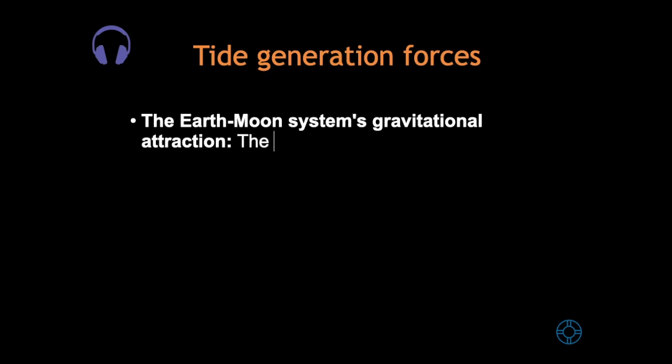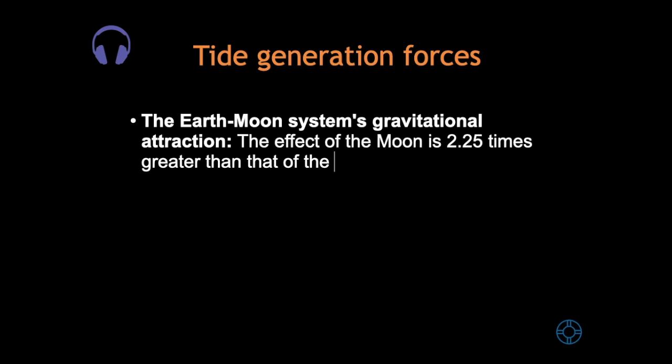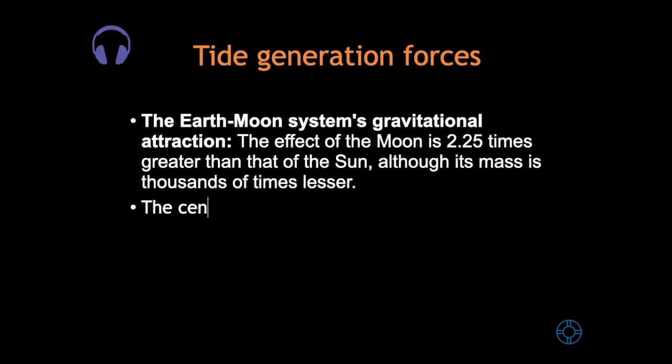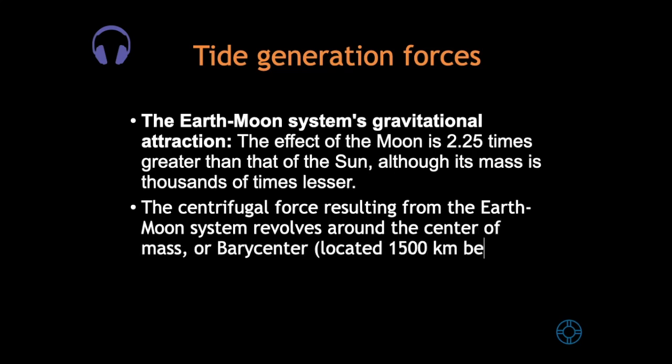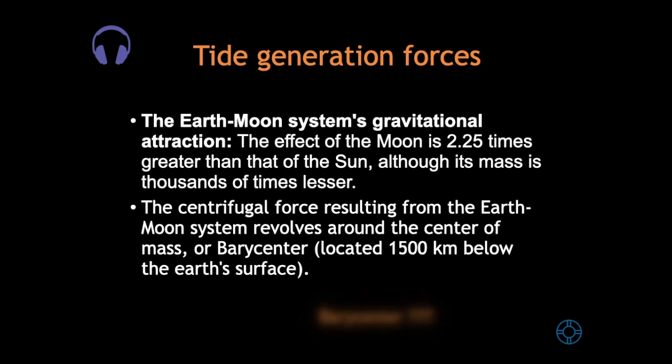Tide generation forces. The Earth-Moon system's gravitational attraction. The effect of the Moon is 2.25 times greater than that of the Sun, although its mass is thousands of times lesser. The centrifugal force results from the Earth-Moon system revolving around the center of mass, or barycenter, located 1,500 kilometers below the Earth's surface.